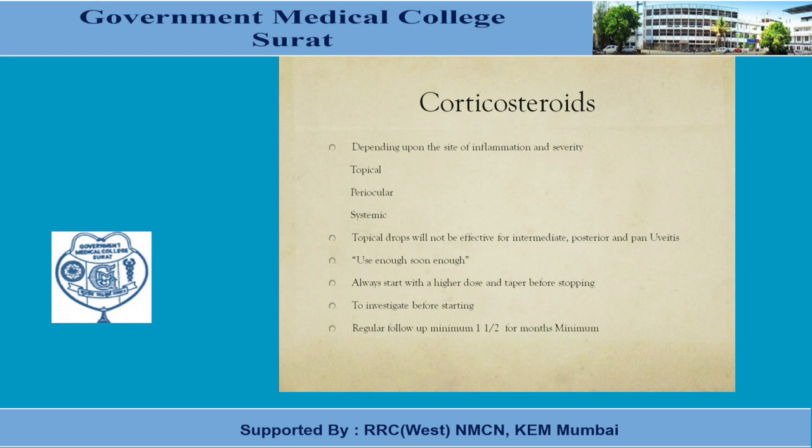So use enough, soon enough, I always tell. My residents start steroids in an anterior uveitis case, and if the patient comes next day with 6/6 vision, they just stop it. You can't stop it. So minimum instillation of steroid in reducing doses will be 1.5 months for uveitis. Otherwise, I taught you about recurrent uveitis, which is a very common entity. Start with a higher dose and taper. Investigate before starting, and do regular follow-up, minimum 1.5 months. You need to see your patient maybe weekly or thereafter every 15 days, but you need to see them, remember it very well.